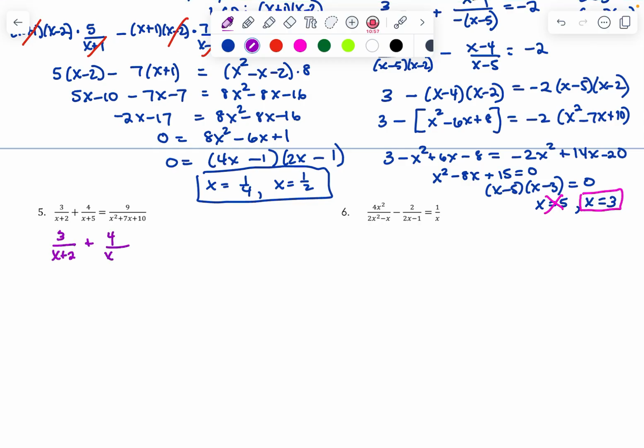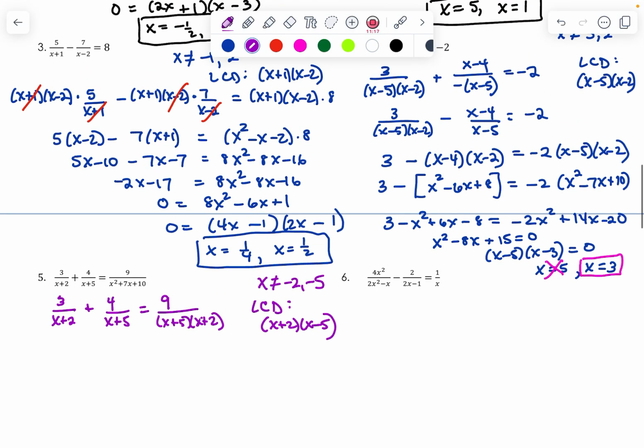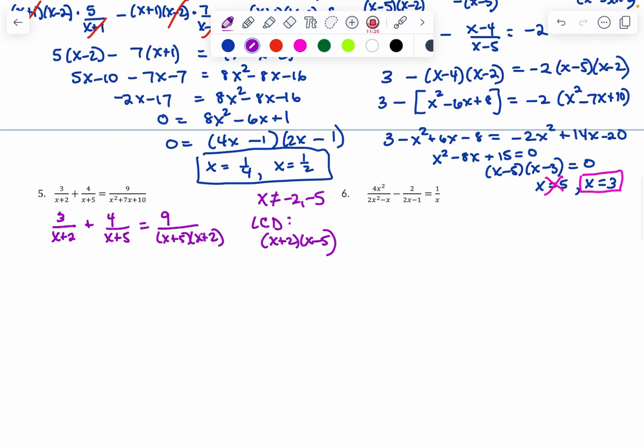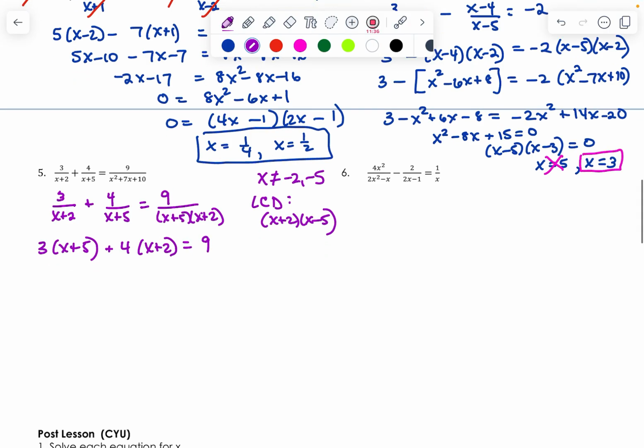All right, hopefully you paused. And I like to start by factoring my denominators. So then my domain restrictions are x cannot be negative 2 or negative 5. The LCD is x plus 2 times x minus 5. Now, if you look directly above at number 3, I am literally multiplying all 3 parts by x plus 2 times x minus 5. Now I'm going to try and shorten that work, okay? So the x plus 2 would cancel here, the x plus 5 would cancel. On the right side, both factors cancel.